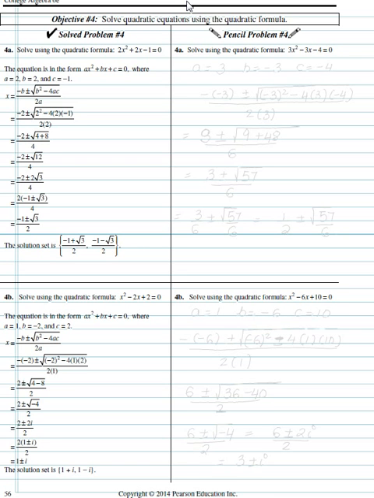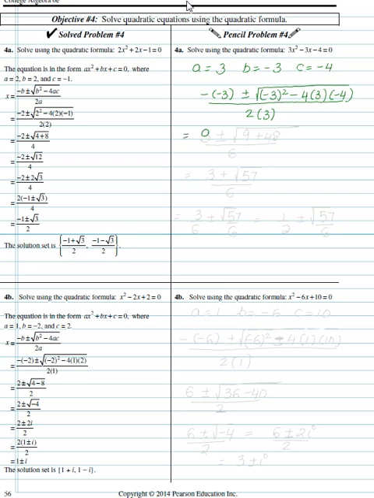We will be solving these problems using the quadratic formula. So let's write down a, b, and c. A is 3, B is negative 3, C is negative 4. Plug it into the formula: minus B, so minus of minus 3, plus or minus the square root of B squared, negative 3 squared, minus 4AC, over 2A.